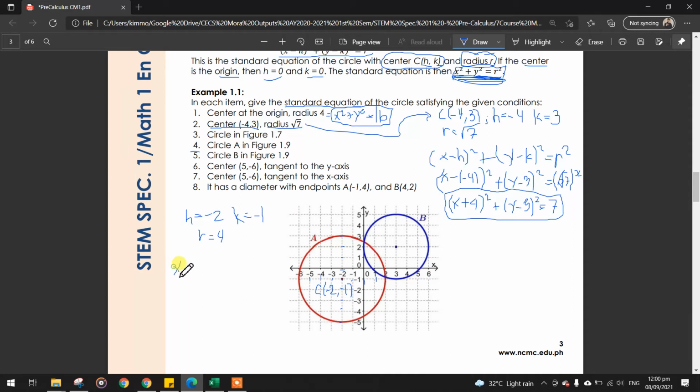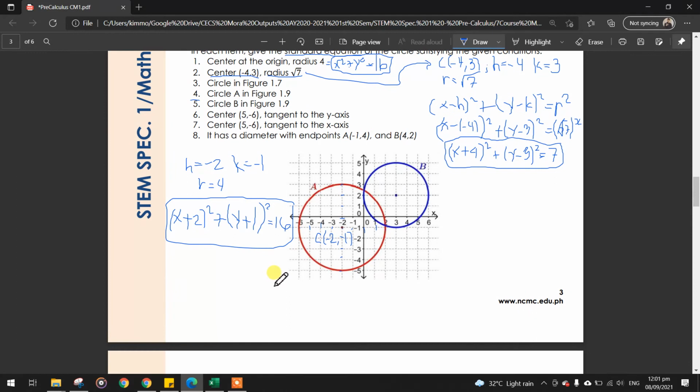So again, x minus h. So x minus the negative man na itong h. So this will become positive. So x plus 2 na ni siya. Squared plus, so this time ha, kay gi-memorize na nako ang formula. So y minus k, 'di ba? Y minus k squared man to dere. So since negative man siya, then minus mo-become siyang positive. Plus 1 squared is equal to r squared. So 4 squared is equal to 16. So this will be our answer for number 4.